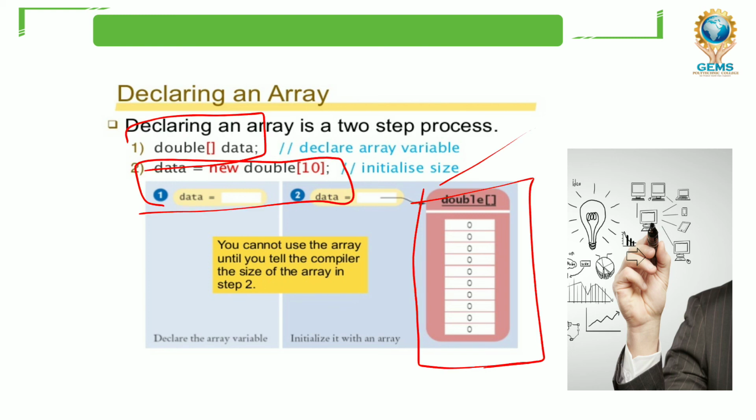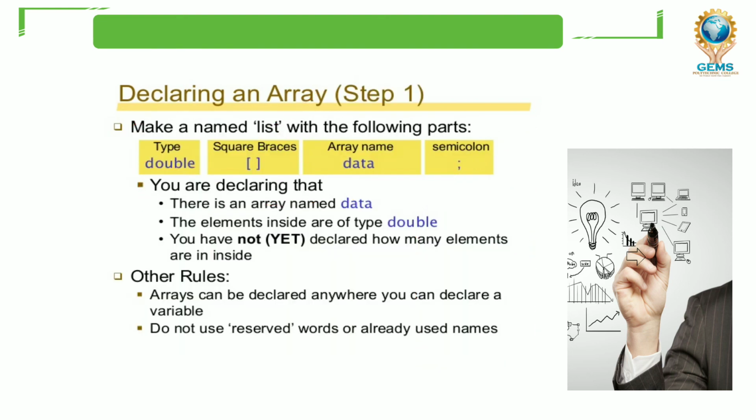Declaring an array, double bracket data semicolon, that is called declaring an array. Then data equal new double 10, that is initializing the size. Size means you are fixing the size of the array. When you do that, automatically it will create a 10 element size inside your memory. This is called declaration. So I am elaborating the different parts of the declaration of the array.